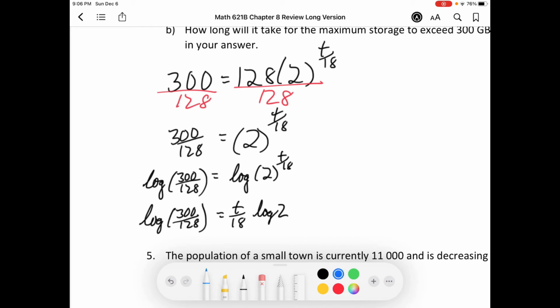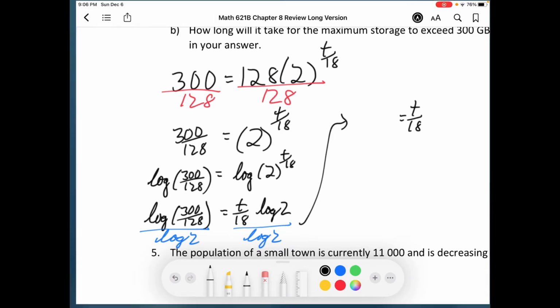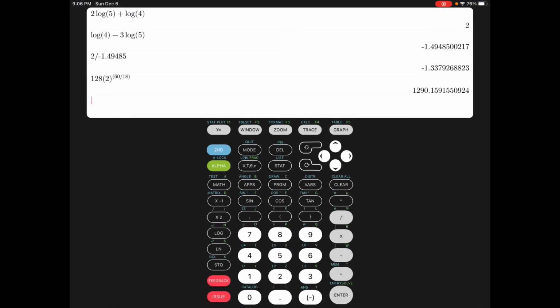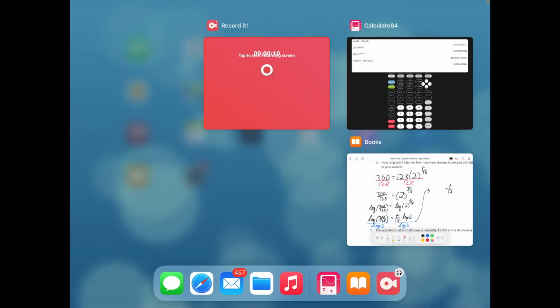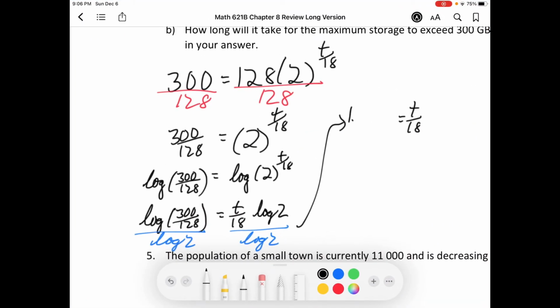If it were me, I'd do it in 2 steps. I'd divide by log 2. And then I'm going to know what t over 18 equals. So let me throw that in my calculator, the left side. Log of, oh, it nicely opens some brackets for me. Log of 300 over 128. On your calculator, you may need to open the brackets yourself. Divided by the log of 2. Get 1.2288. I think I can remember that. 1.2288.